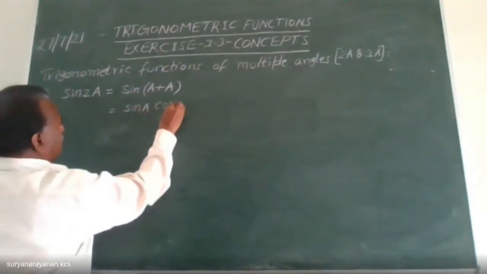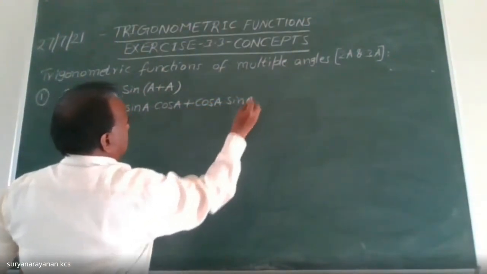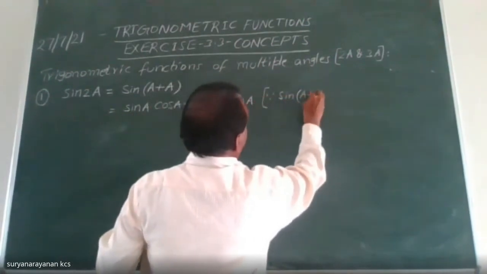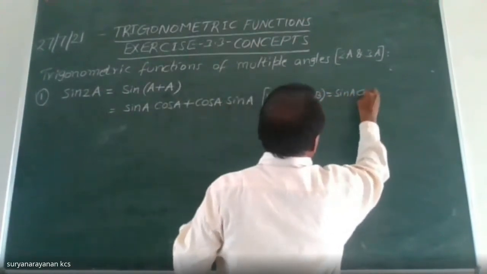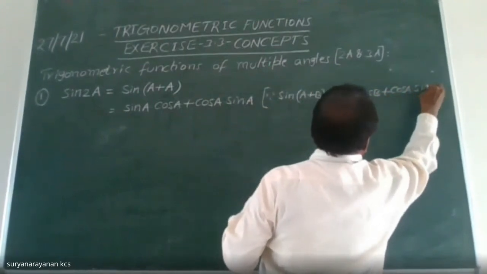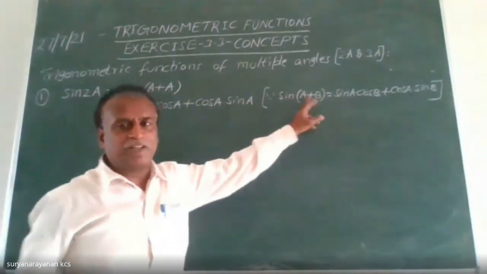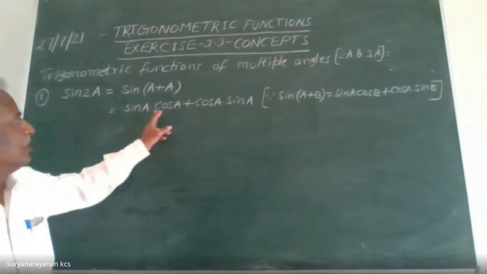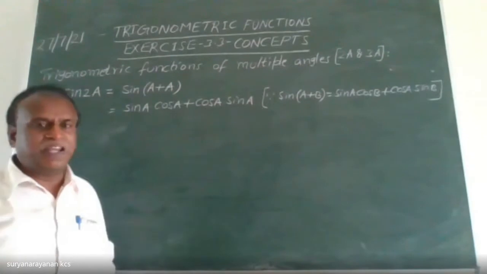So sin A cos A plus cos A sin A, because sin of A plus B equals sin A cos B plus cos A sin B. We are using the sin of A plus B formula to find the value of sin of A plus A. Understood this step, my dear children? Sin A cos A plus cos A sin A.